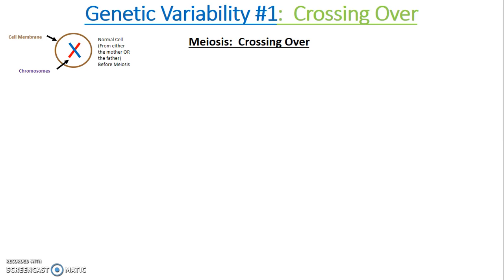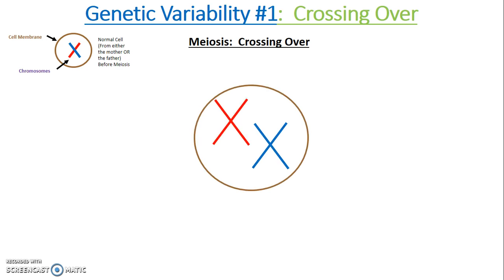So here's our next picture that we'll see. So here's our cell again, and now we have two sets of chromosomes because interphase has happened. Remember that during interphase, DNA doubles. So we took that one set of chromosomes and we've doubled it into two sets.